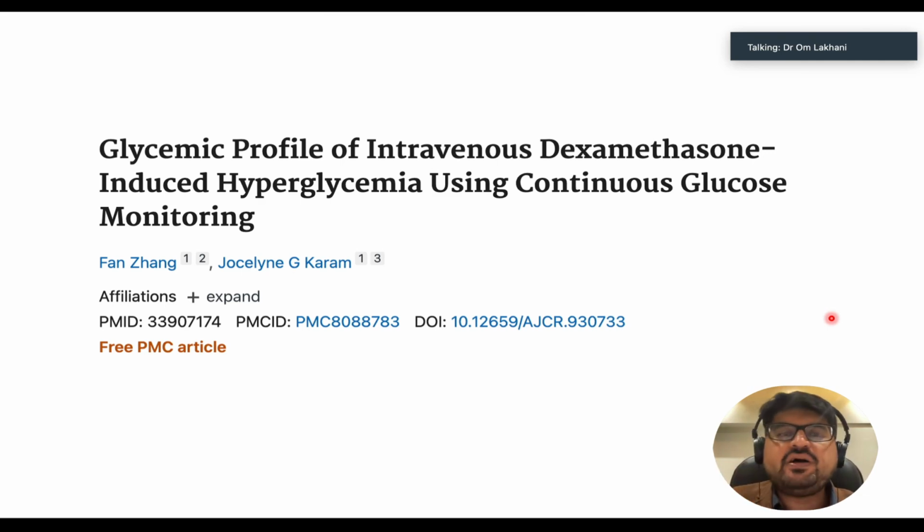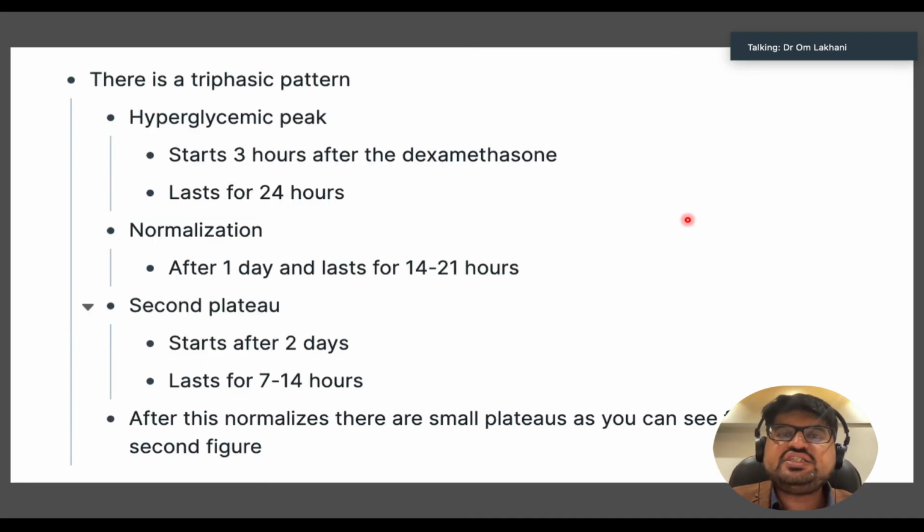So this is an interesting paper recently published which talks about the glycemic profile of intravenous dexamethasone using a CGM, and what they found was a triphasic pattern. They found a hyperglycemic peak which starts 3 hours after the use of dexamethasone. So all the physicians who are listening to this, it's going to be very useful to you, because if you're dealing with COVID patients, dexamethasone is the steroid of choice in COVID as per the studies. This will prove very useful to you in your practice.